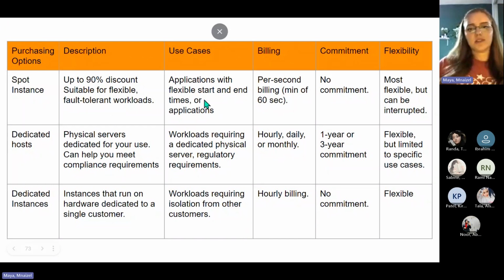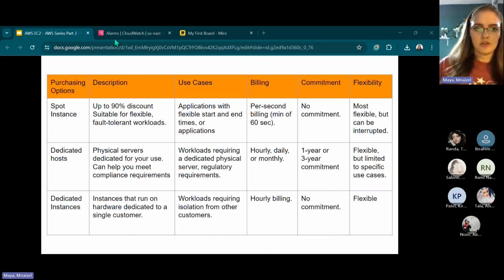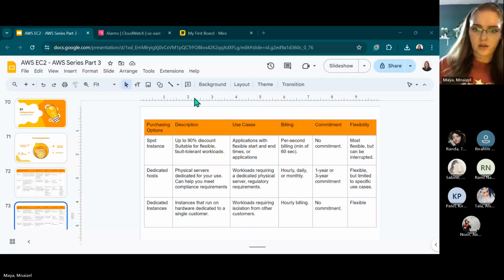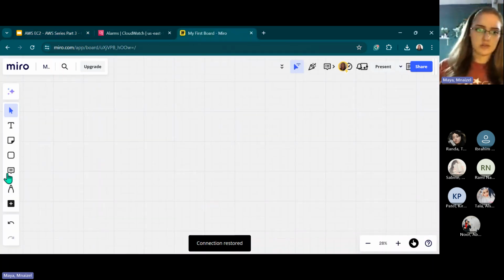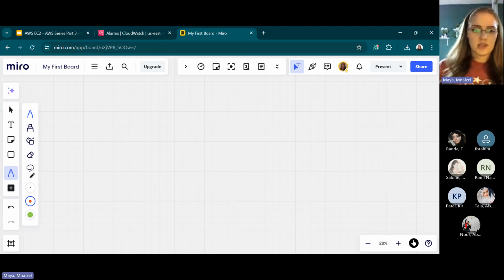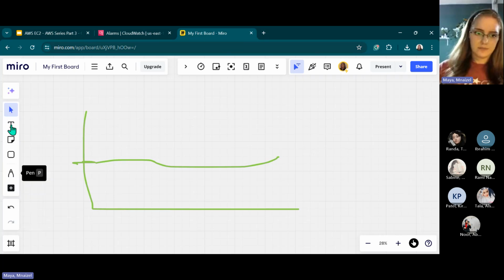So spot instances come up in a lot of questions. It's like you bid on something. So let me draw another one. I'm drawing another board. So reconnecting, connecting, restored. Great. So let's say we have this diagram and we have this line. So this is the on-demand.